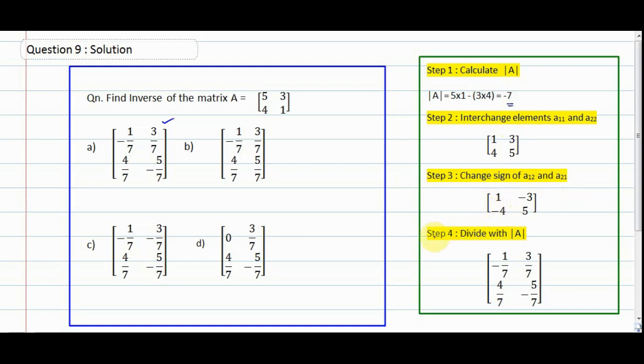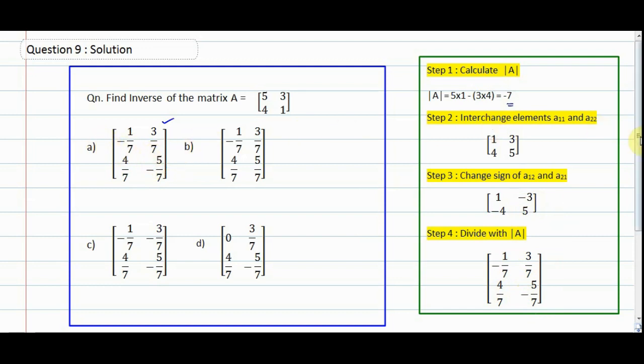And the last step is to divide with the determinant value. So determinant value is calculated as minus 7. So we have to divide each of these elements with minus 7. So here we will get minus 1 by 7. Here minus will be getting cancelled, we will get 3 by 7. Here also minus will be getting cancelled, so we will get 4 by 7, and here we will get 5 by 7 with a minus sign, minus 5 by 7. Okay, so this is the answer that is given by option A.